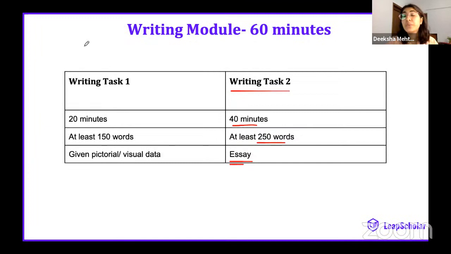However, 250 words, when I say it's the minimum, it really is the minimum. You shouldn't aim for writing just 250. Try and write at least 270. Why? Because when you're expanding your ideas, when you're developing them, and when you're writing a proper essay, 250 words will not be enough to expand your ideas properly. If you develop your ideas, support them with an example, explain them properly, your words will definitely go above 270. Right? So always aim for at least 270 words.